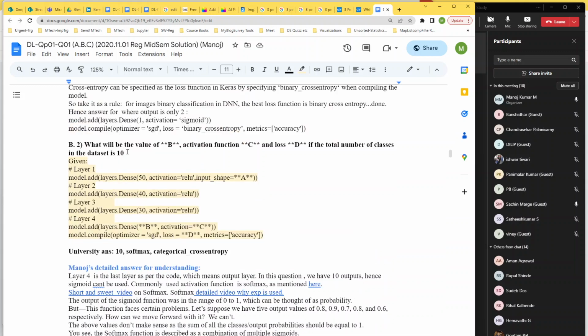So the second question is similar to that. The only difference is that the dataset has 10 output classes. So how many neurons will be required? 10 outputs means 10 neurons will be required. Each will be 1 and 0, right?